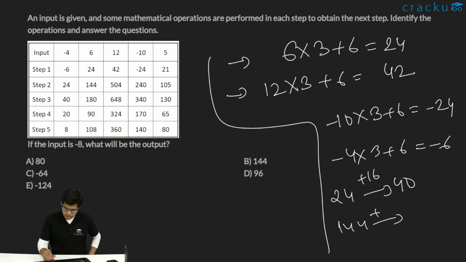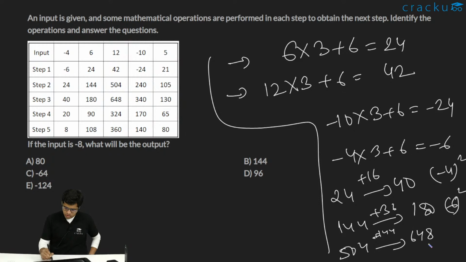144 plus 36 is 180. What is 16? 16 is -4 square. What is 36? 36 is 6 square. Then 504 plus 144 is 648. What is 144? It is 12 square.